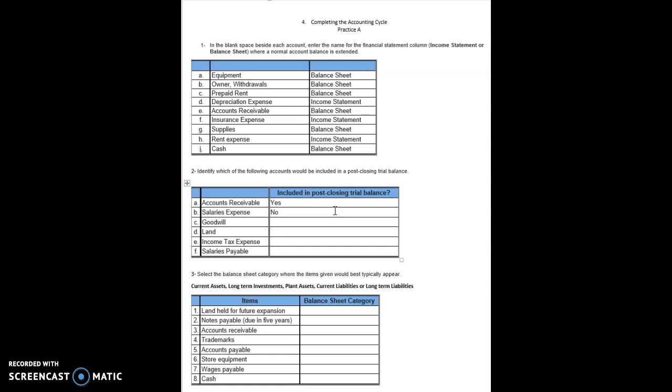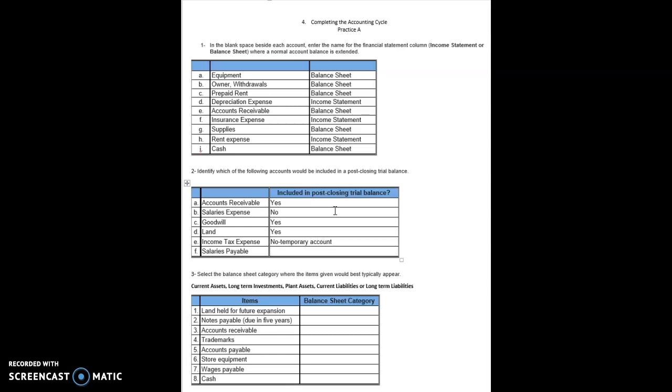Let's look at our next one. Goodwill. We saw this in that chart of accounts. It was under the intangible assets. So it's an asset, which means it's a permanent account. So we will see it on the post-closing trial balance. How about land? Land is also a permanent account, so we will see that on the post-closing trial balance. Income tax expense. Well, we're closing out revenue, expenses, and withdrawals. So if we've closed out expenses, this is in that category. It would have a 0 balance, so we will not see it on the post-closing trial balance because it's a temporary account.